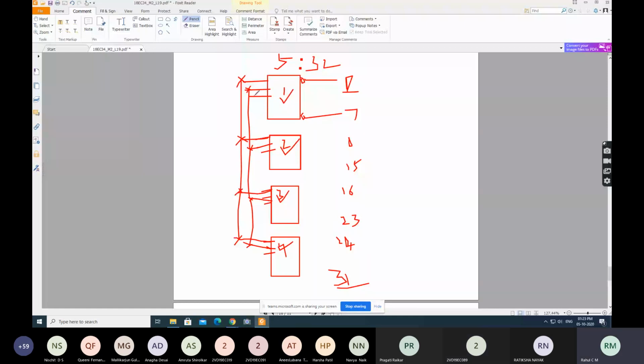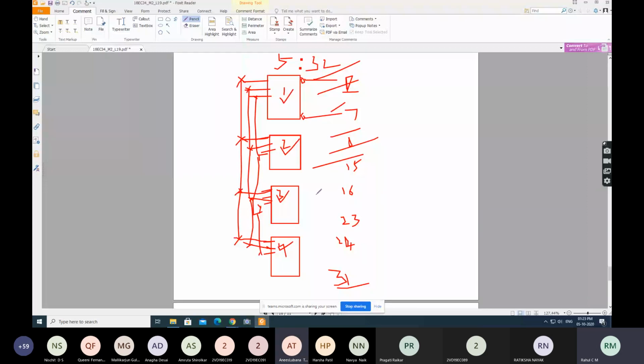This ABC is just for selecting these output lines. 000 means Y0 will be selected. 001, Y1 will be selected. So on, 111, Y7 will be selected. For this, 000, Y8 will be selected. 001, Y9 will be selected. 111, Y15 will be selected. You understand?